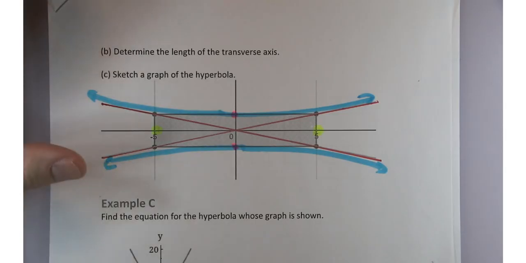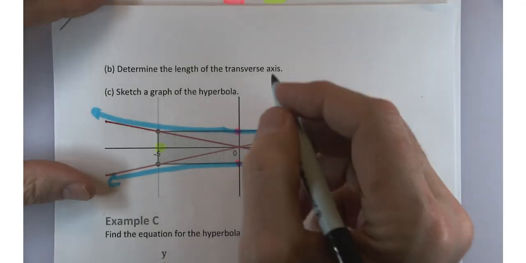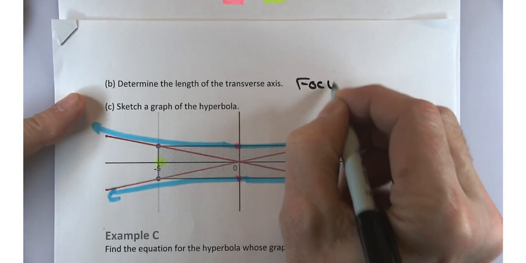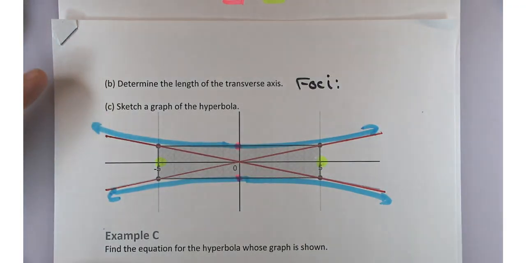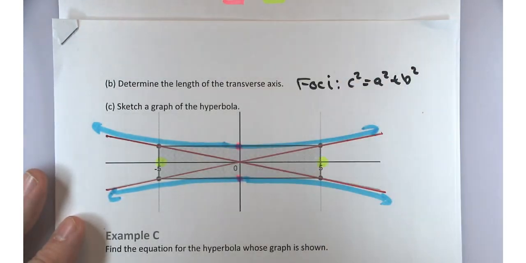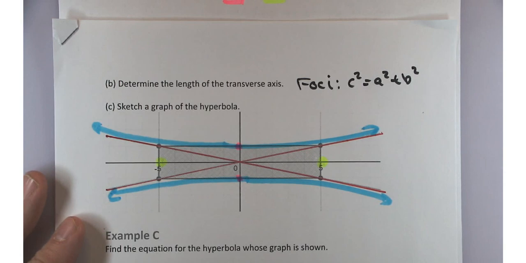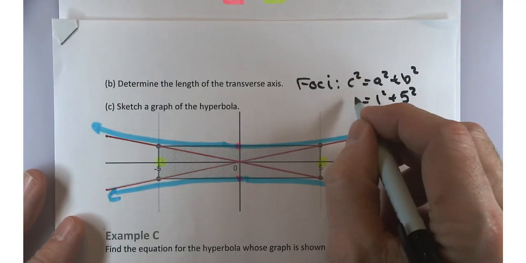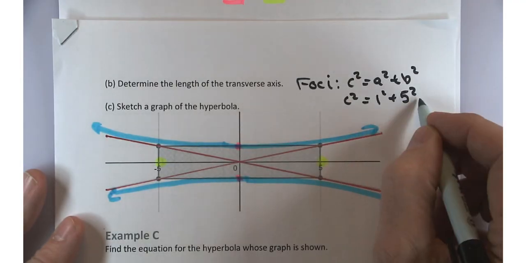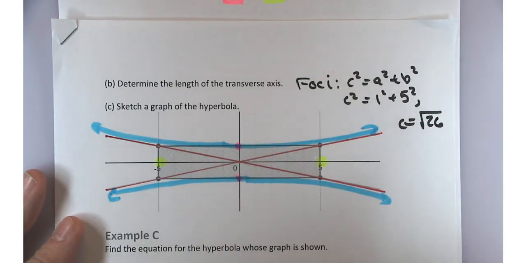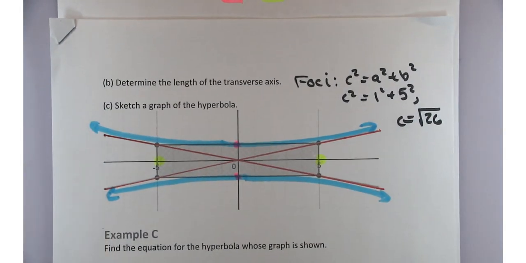So for our foci, I need to calculate C. So C squared is going to equal A squared plus B squared. Okay. Looking all right there. So 1 squared plus 5 squared. So what does C equal? Square root of 26. Now square root of 26 is going to be 5 something.